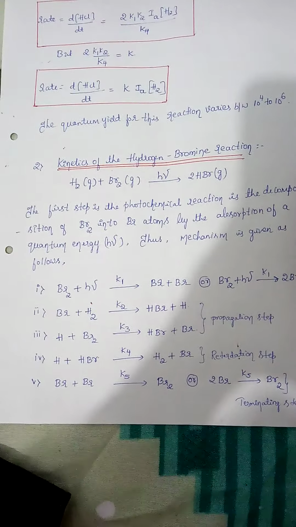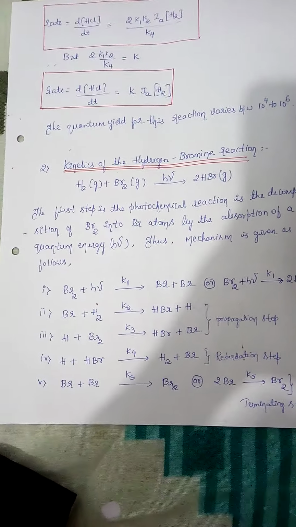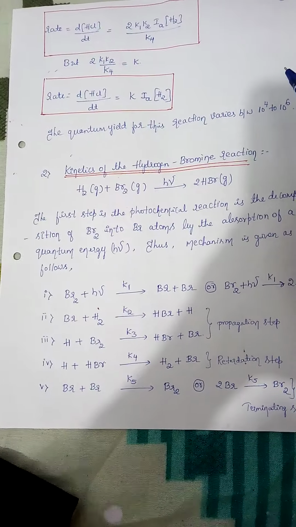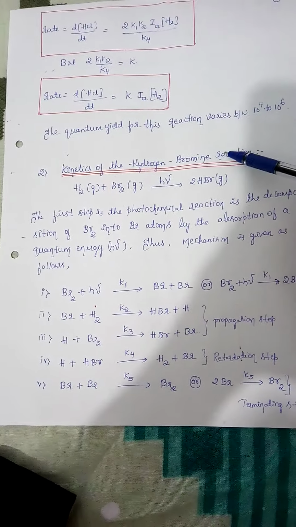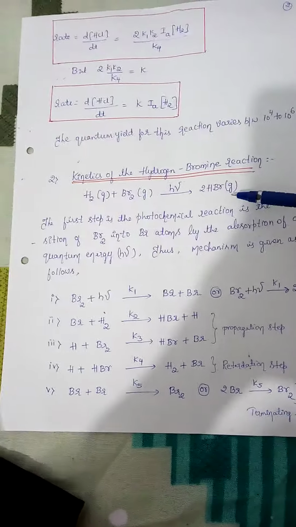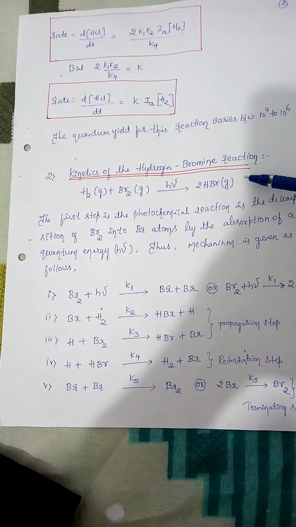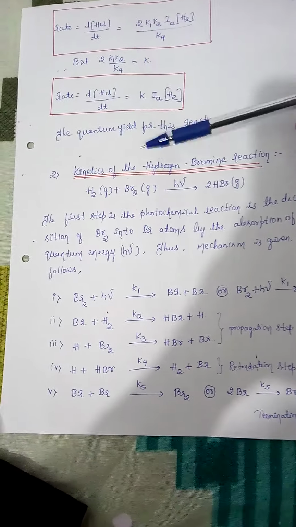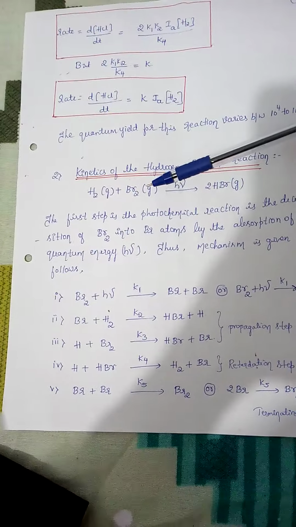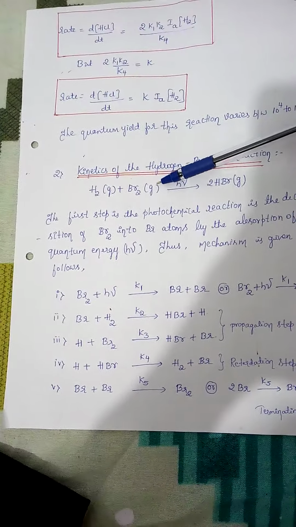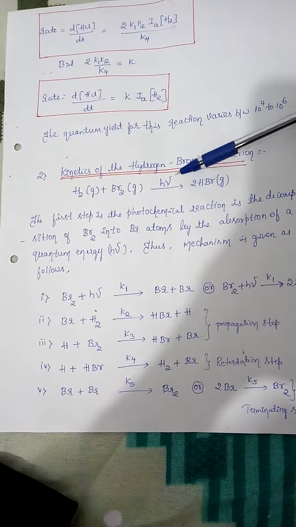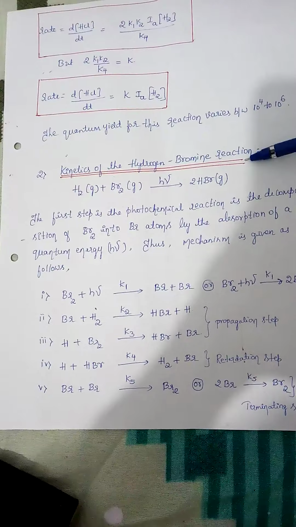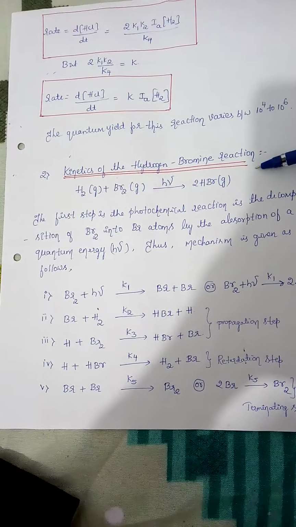So, today in this class, we shall discuss the reaction kinetics of hydrogen bromine reaction. Before studying the reaction kinetics, let us see the formation of hydrogen bromide. Hydrogen bromide formation takes place when hydrogen and bromine, both in gaseous state, absorb a photon, that is h nu, to produce hydrogen bromide. So this is the formation of hydrogen bromide.